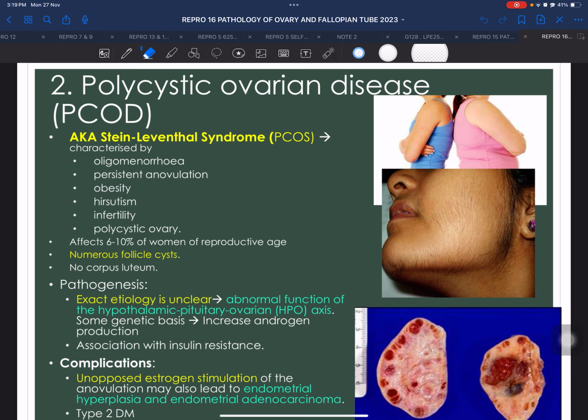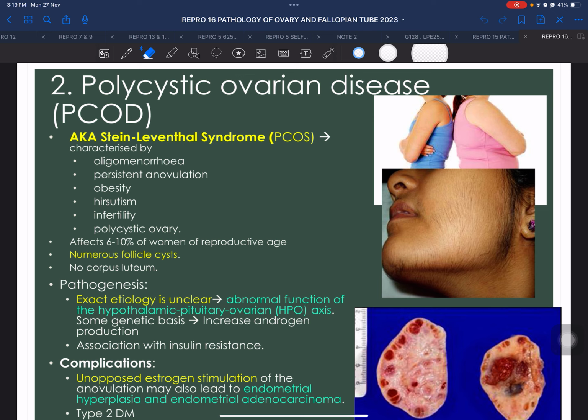So they contain numerous follicular cysts. There is no corpus luteum, okay, and they produce androgens and estrogens. So hirsutism is an increase in male-distributed hair in women, right? Okay.